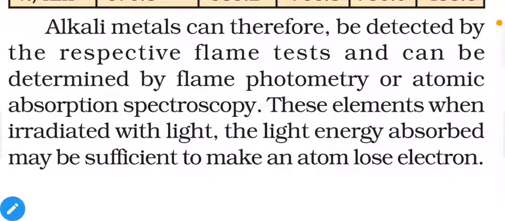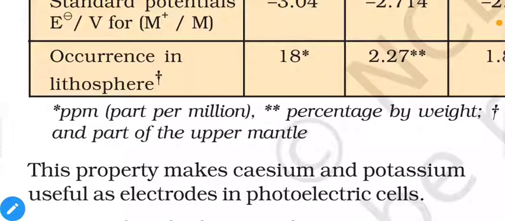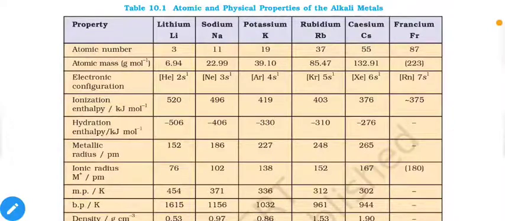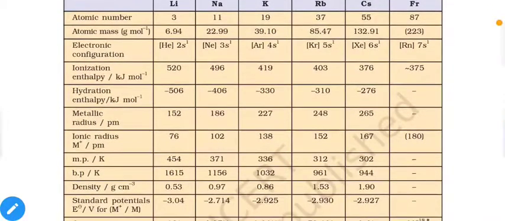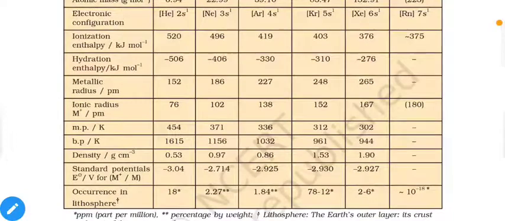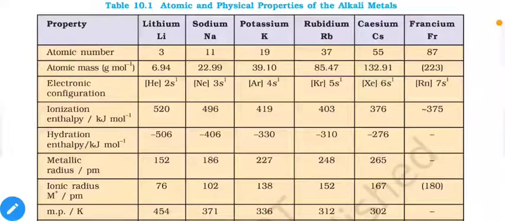So the same type of practical is mentioned here. When these elements are irradiated with light, the light energy absorbed may be sufficient to make an atom lose an electron. So this property makes cesium and potassium useful as electrodes in photoelectric cells. Now all the properties of these metals are mentioned in this table. So physical properties of alkali metals, we have multiple different types of data mentioned here. As per our requirement, we will discuss it from this table. But let's take a quick overlook.